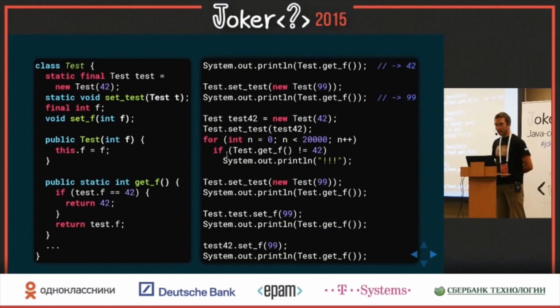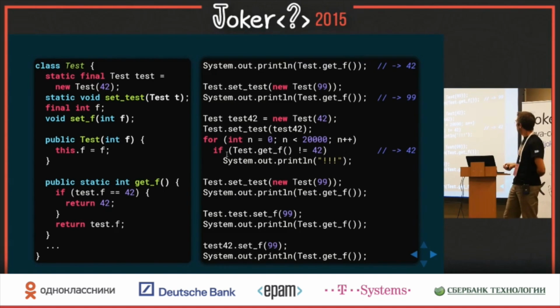So you probably guessed that we do this to warm up the JIT compiler and JIT compile the getF method. So what do you think? Will we print exclamation marks here or 42? No, we will just print 42 because actually, we just set the field to 42 now, and now the JIT compiler compiles this, but all the JIT compiler knows until now is that the static test field is pointing to a test object which has the value of 42.